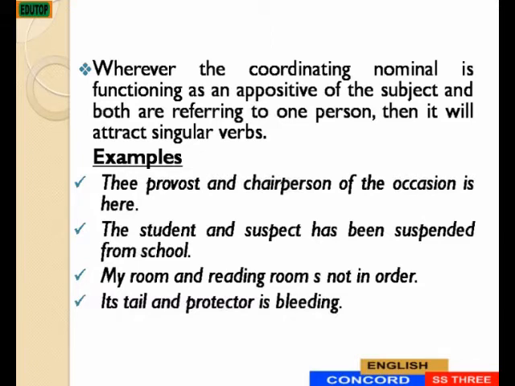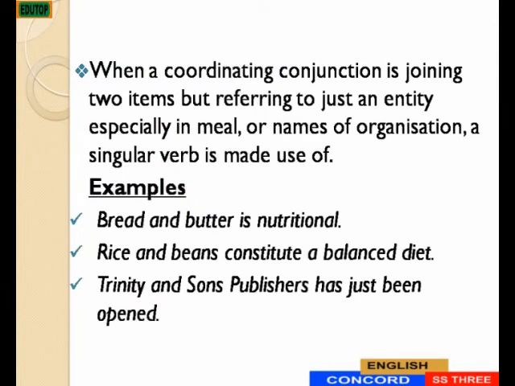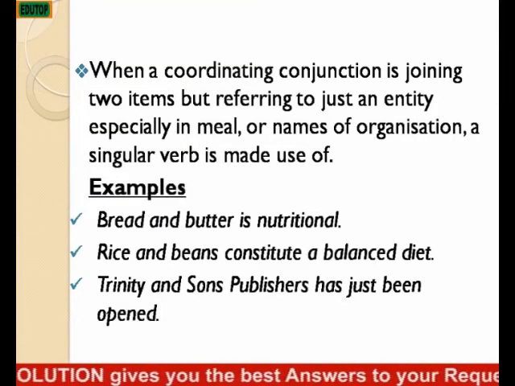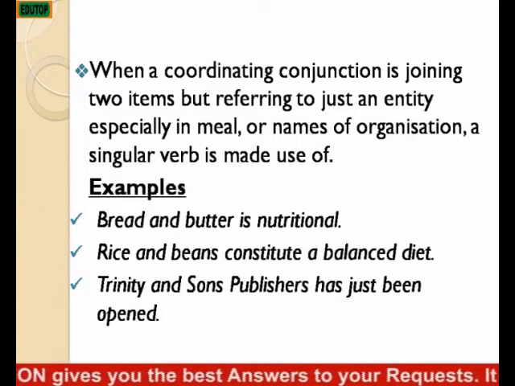Its tail and protector is bleeding. That is, the tail serves as a protector. So we are referring to the same entity, and we have used the singular verb "is". When a coordinating conjunction is joining two items but referring to just an entity, especially in meal or names of organization, a singular verb is made use of.